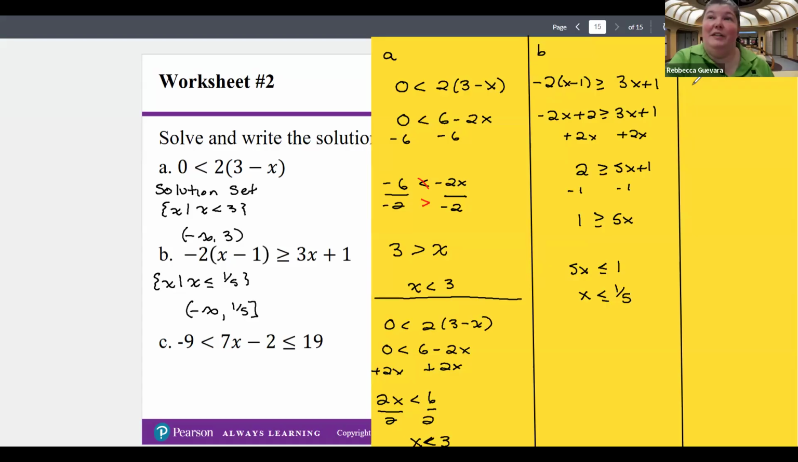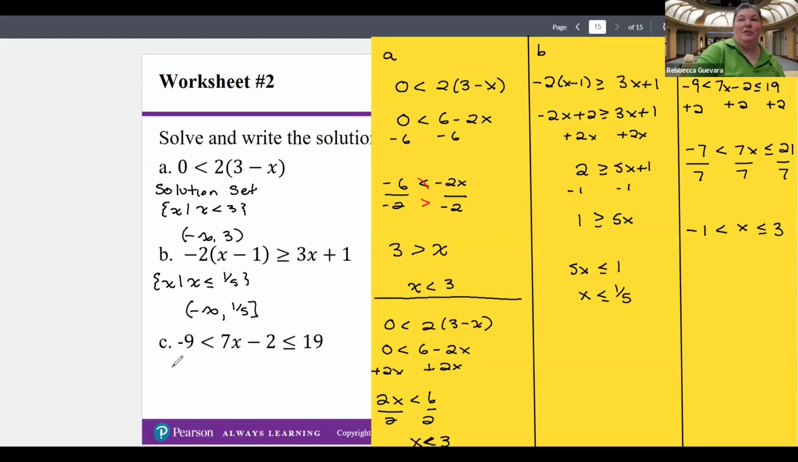All right, hopefully I can fit this last one in here. So we got 9 is less than or equal to 7x minus 2, which is less than or equal to 19. So we want to get at this x here, so we can add that 2 to all three sides. And we'll end up with 7 is less than 7x, which is less than or equal to 21. Now we can divide everything by 7, and since that's a positive that we're dividing by, the signs do not change direction. So we end up with 1 is less than x, which is less than or equal to 3.